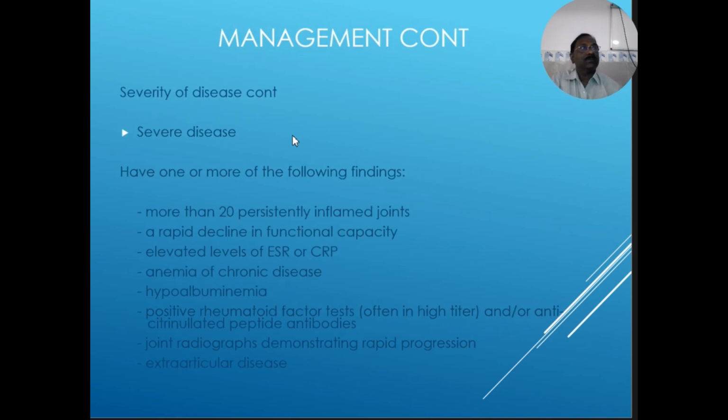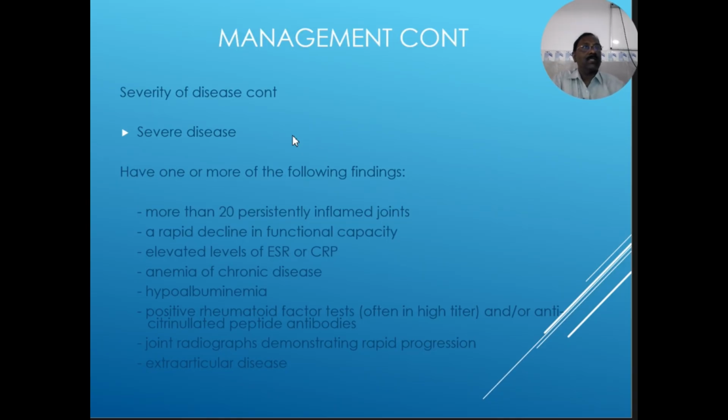Severe disease. See, even today we see a lot of these cases. Severe disease, how are they? More than 20 inflamed joints. Rapid decline in functional capacity. Usually they used to come into our chambers in wheelchairs only. The disease is very aggressive. More joints are involved. ESR will be 110, 120, 130. CRP will be 40, 80, 100. And hemoglobin is 6, 7, 8, maybe 4.5, 5.